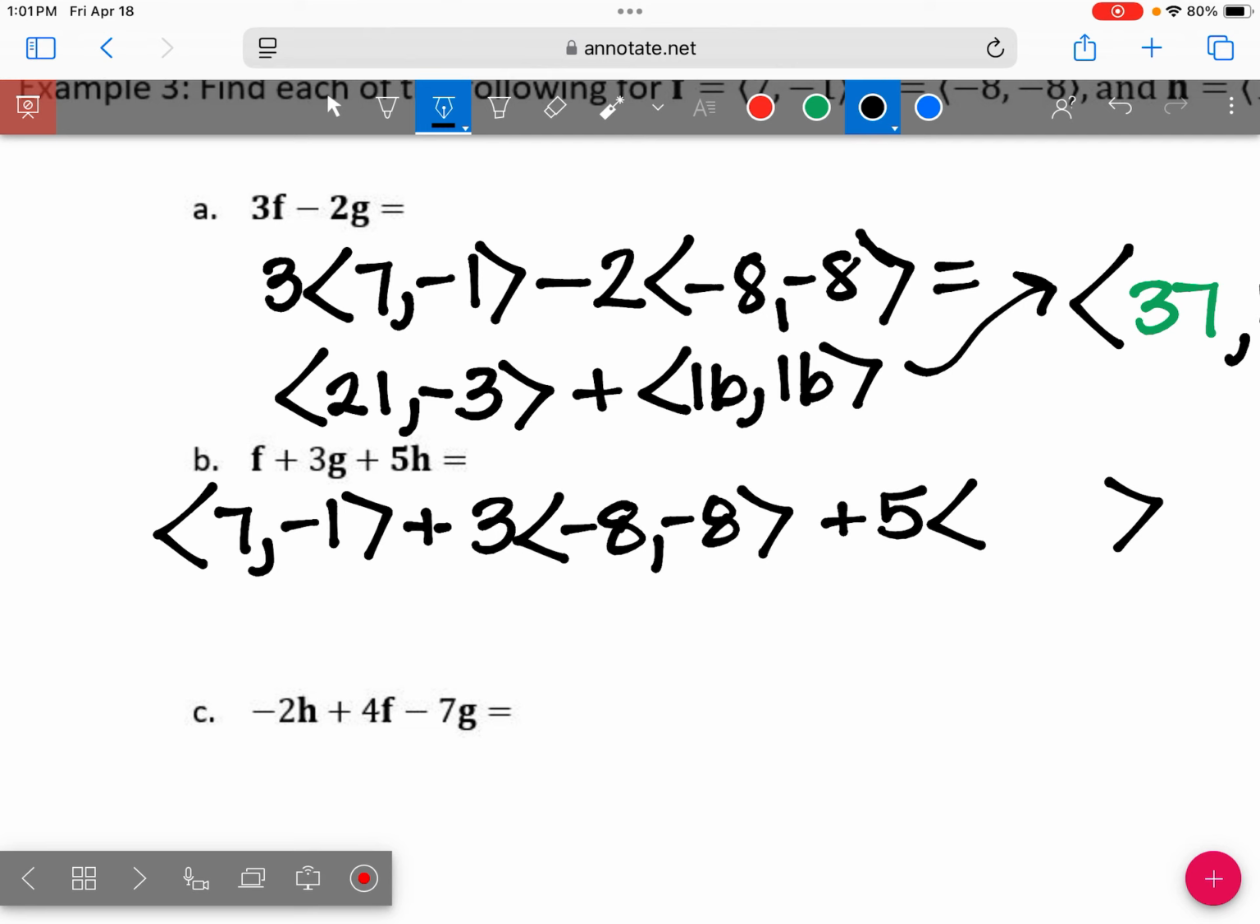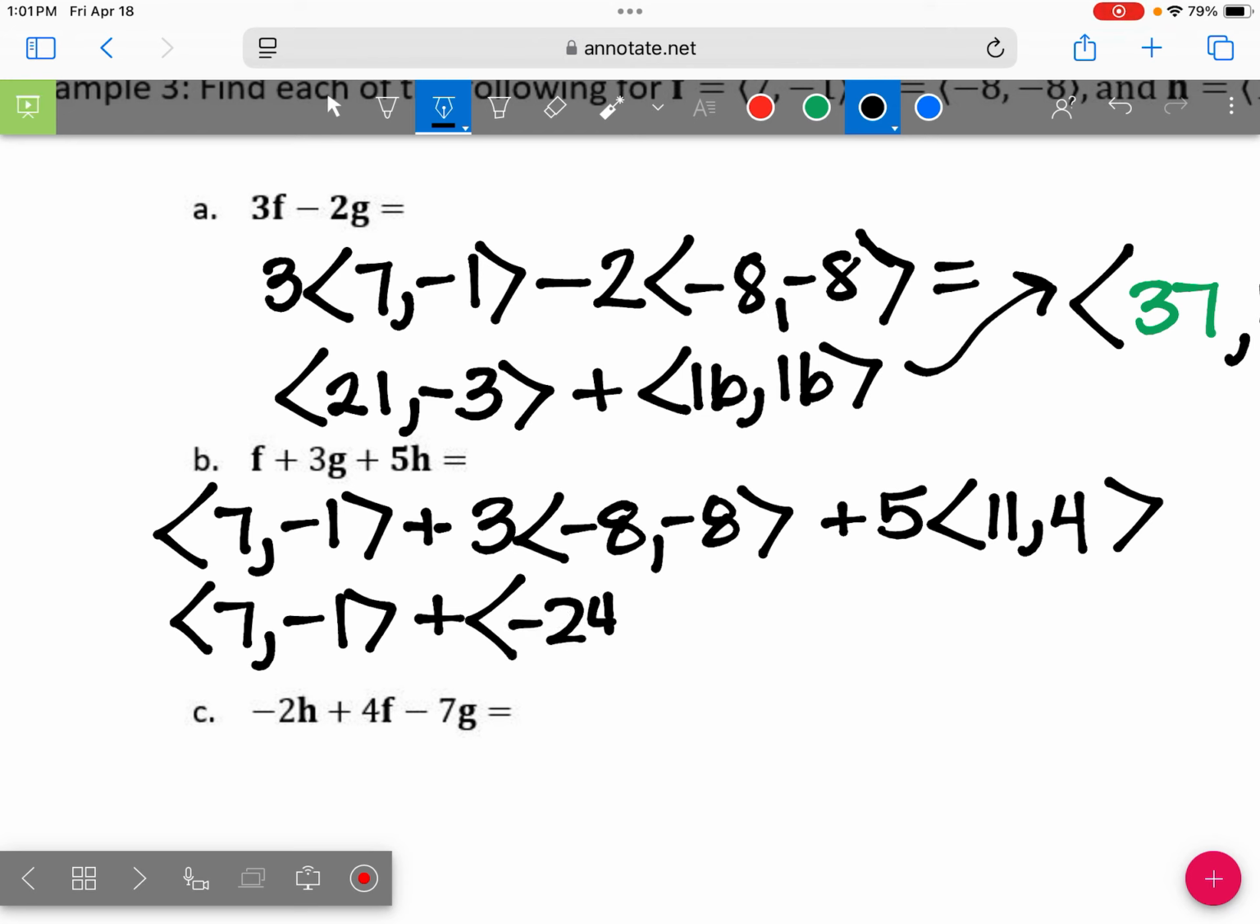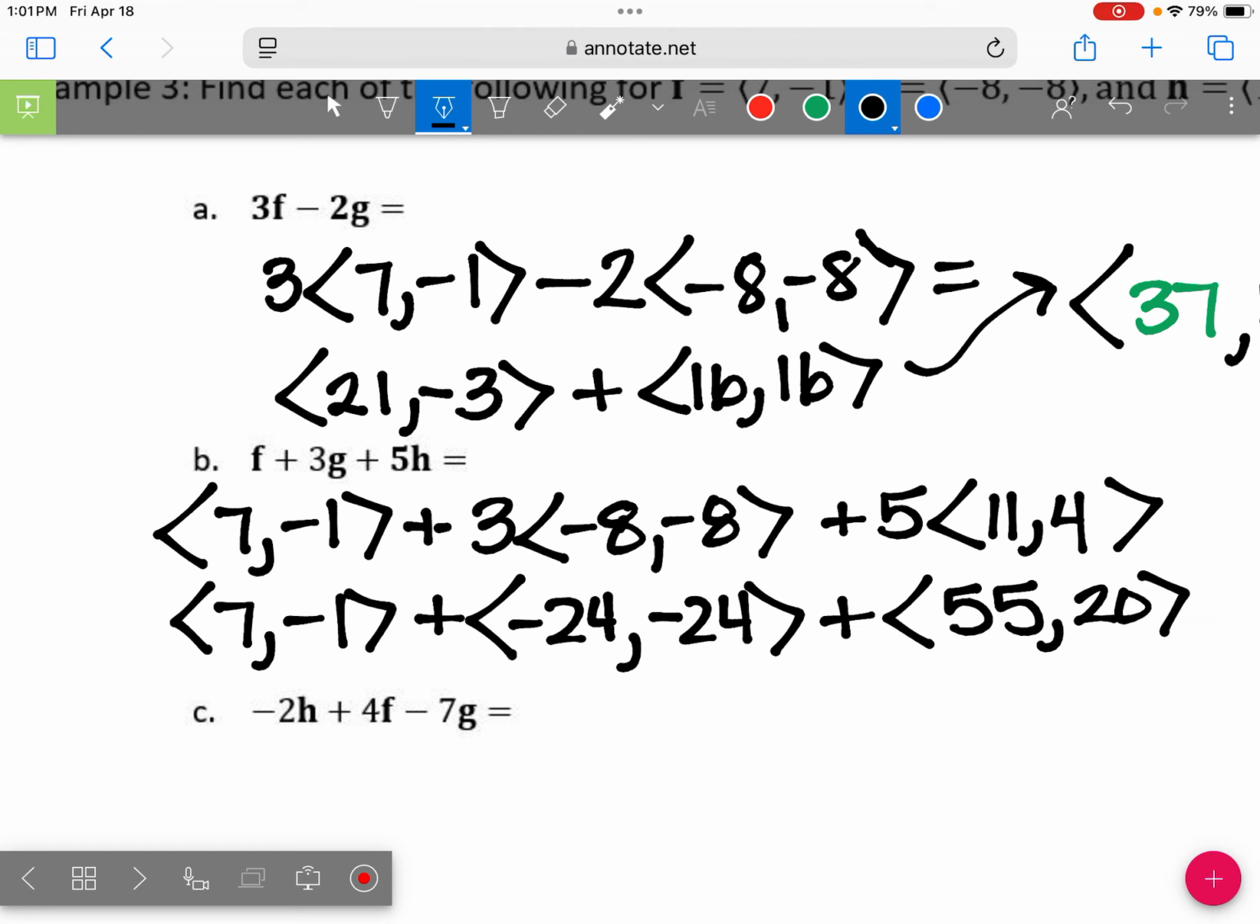When you're finished, you should only have 1 horizontal component and 1 vertical component. So I'm going to give you a moment. Distribute, combine your like terms, and you're done. There's not an easier way to do this. So what's different about this one? Do we have any like terms?